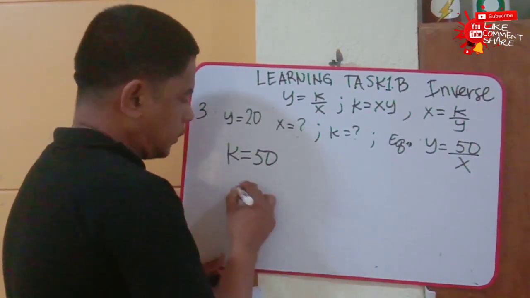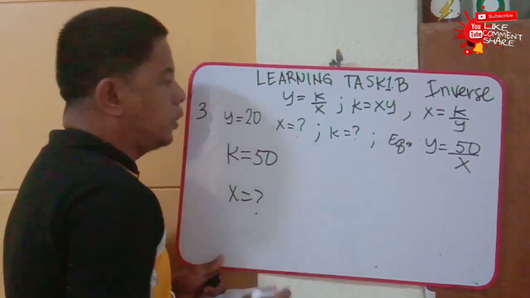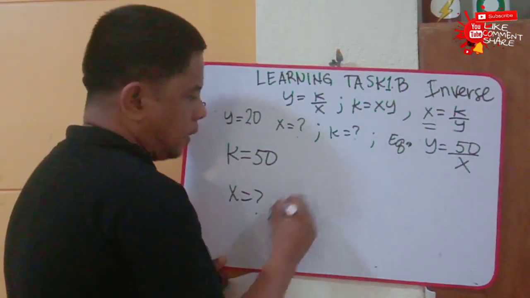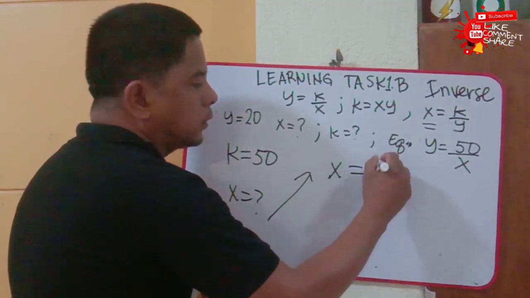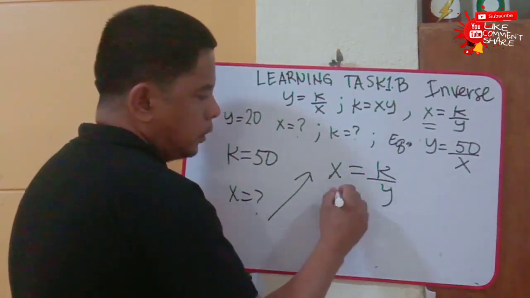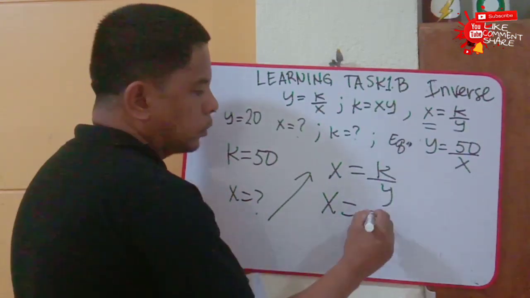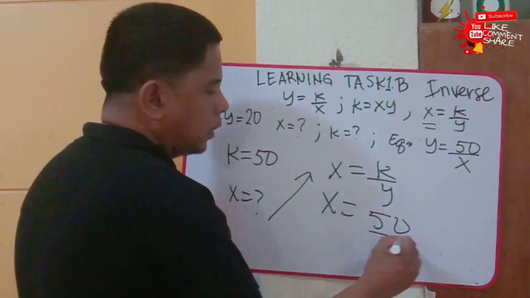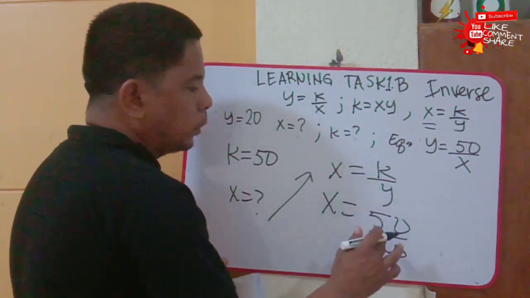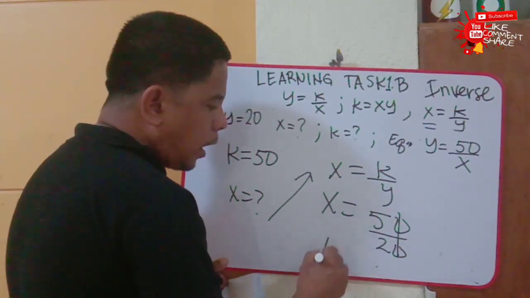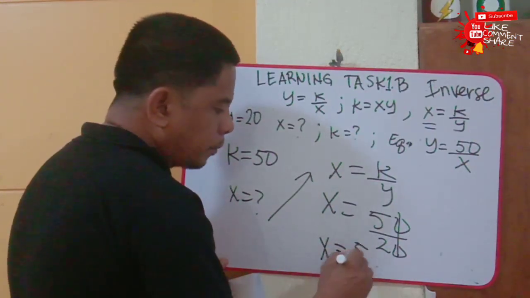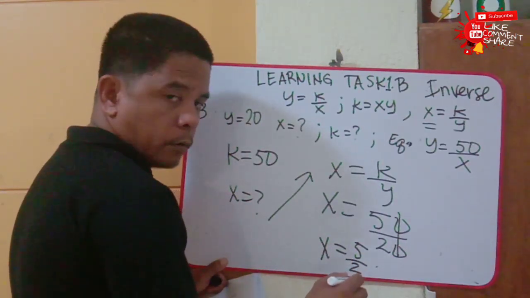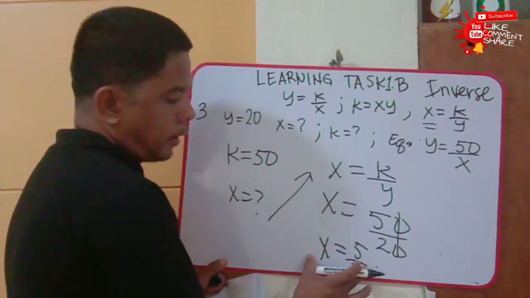Now, what is x? Hanapin natin yung value ng x. So, sa substitute lang natin. Ito yung gagamitin natin. So, x equals k over y. So, x, ano ang k natin? So, that is 50. And what is y? So, that is 20. So, 50 over 20, lowest term. So, x is equals to 5 over 2 or 2.5. Okay? So, that is the value of x.